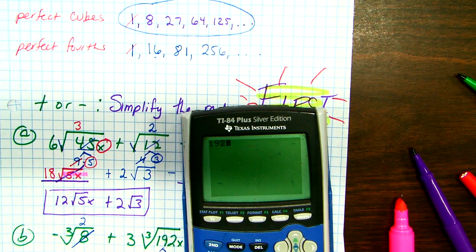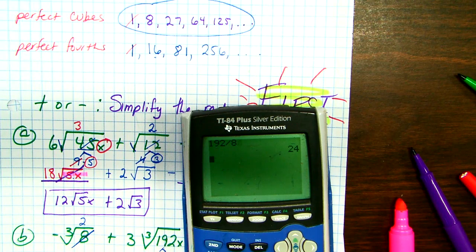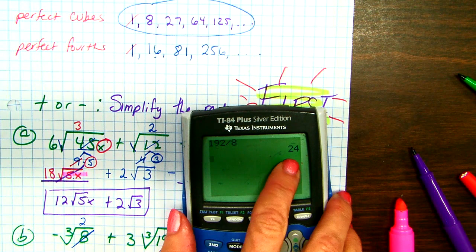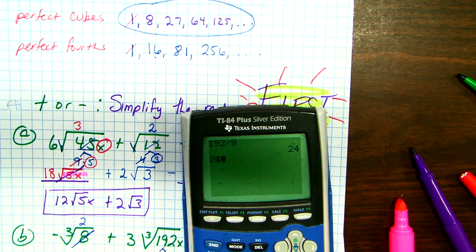I'm going to do 192 divided by these different numbers. Divide by 8. 24. But 24 has an 8 in it as well. I can divide 24 by 8 again and get a whole number. If you can do it twice, that means you haven't found the biggest number. Let's go a little higher.